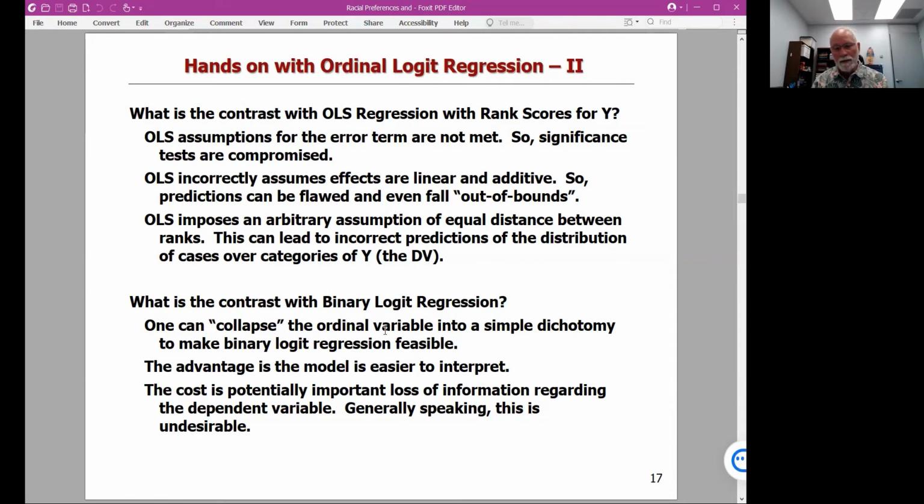So what could you do? Well, you could go to binary logit regression by taking your ordinal variable and collapsing it into categories. And what would the reason for that be? One might be because maybe you know logit regression, but you don't yet know ordinal regression. Okay. So the problem with that is that you're giving up information on the dependent variable.